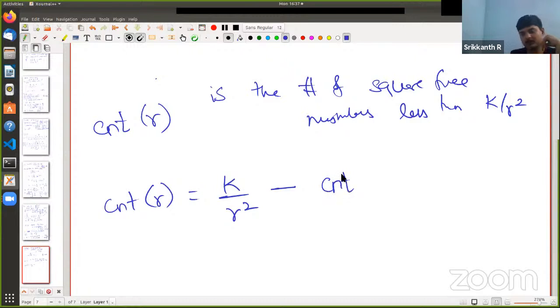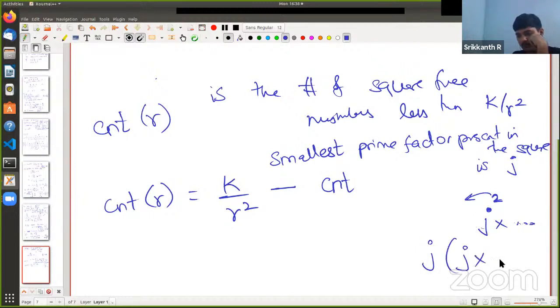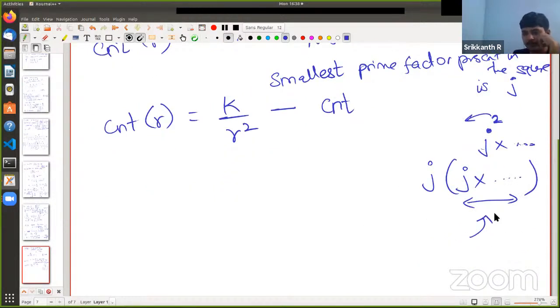And let's say that the smallest prime factor present in the square is j. If the smallest prime factor present in the square is j, then the number will be something like j squared into some other number, right? And if we remove j from, if we look at these numbers, this happens to be a square free term.